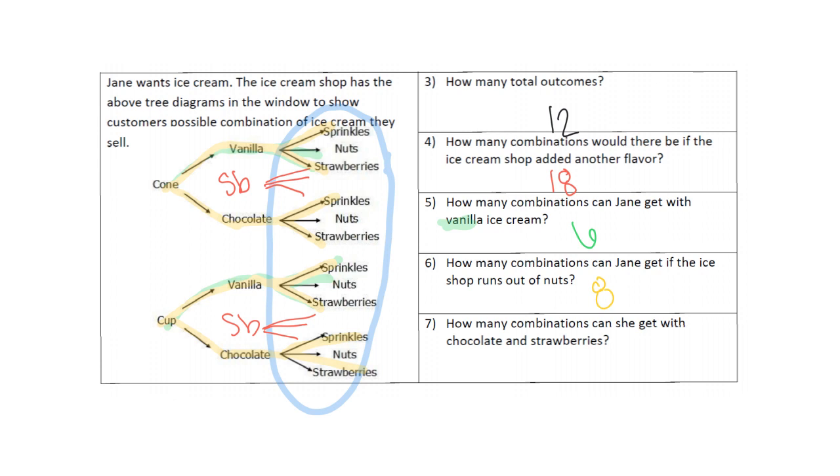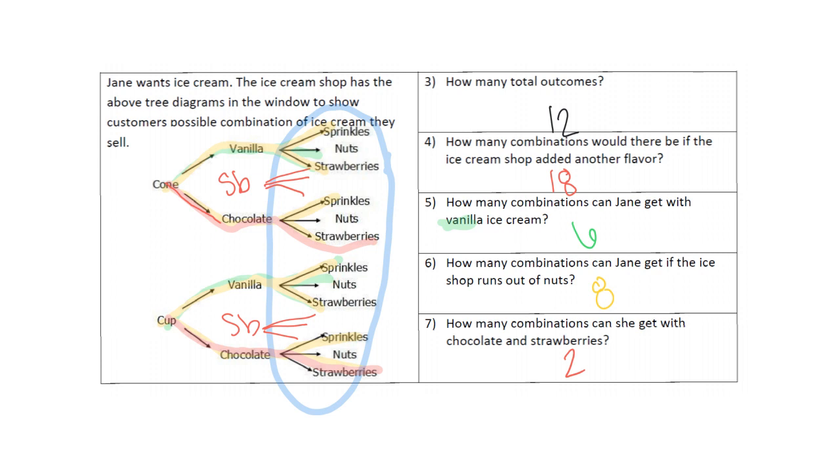Now, how many options can she get with chocolate and strawberries? So chocolate and strawberries. So this is cone, chocolate, strawberries, cup, chocolate, strawberries. Okay, so I see 2 options. Okay. So hopefully that kind of made some sense.